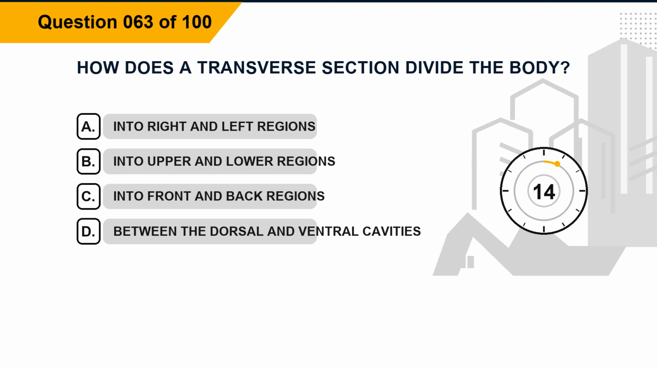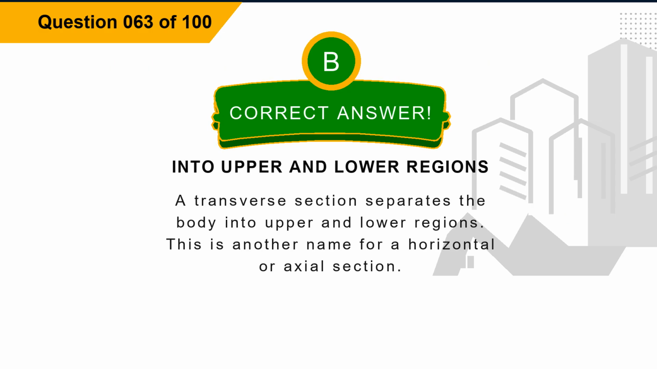Question 63. How does a transverse section divide the body? Option A. Into right and left regions. Option B. Into upper and lower regions. Option C. Into front and back regions. Option D. Between the dorsal and ventral cavities. The correct answer is option B. Into upper and lower regions. Explanation. A transverse section separates the body into upper and lower regions. This is another name for a horizontal or axial section.